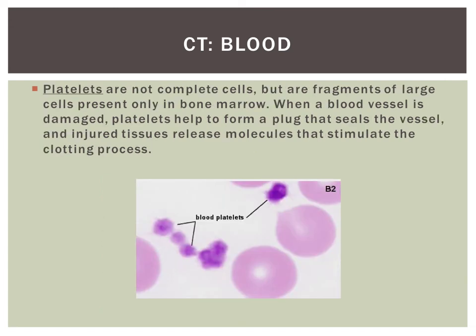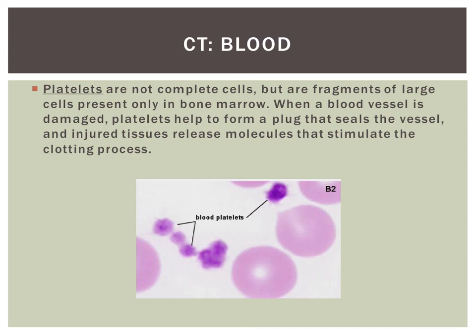And finally, platelets. This is the last of the cells in blood. These are not complete cells, but are actually fragments of large cells, and they're only present in bone marrow. When a blood vessel is damaged, the platelets will help to form a plug that seals the vessel and prevents blood from escaping the body, prevents you from bleeding out.